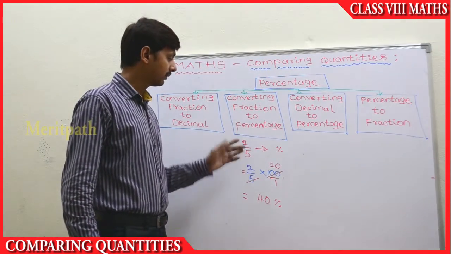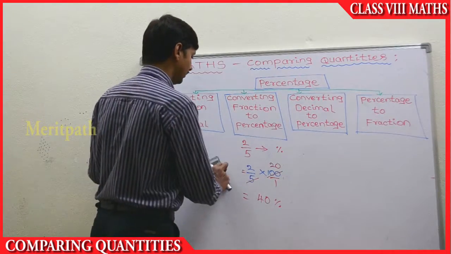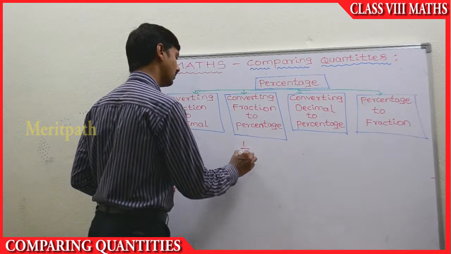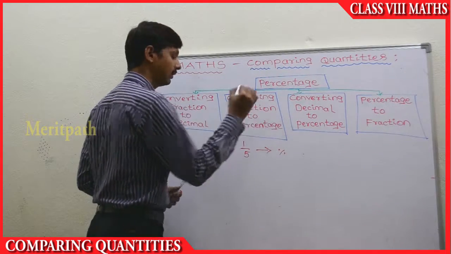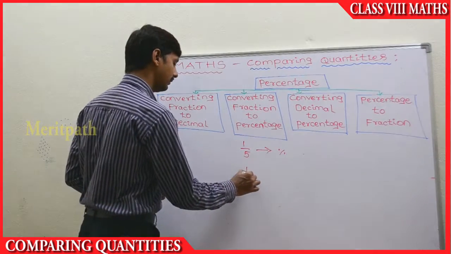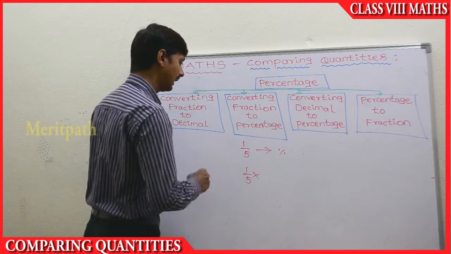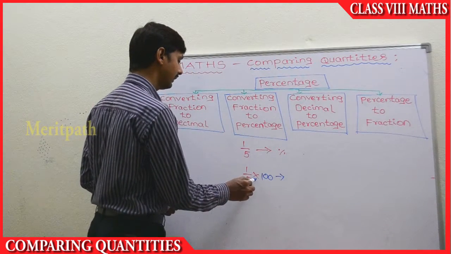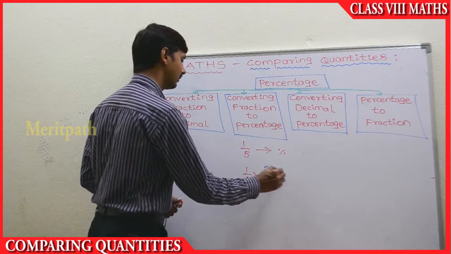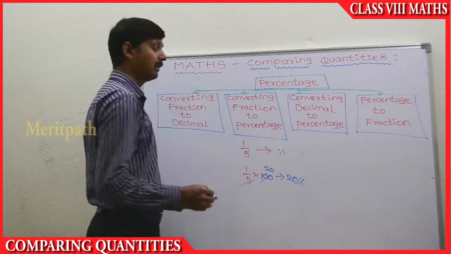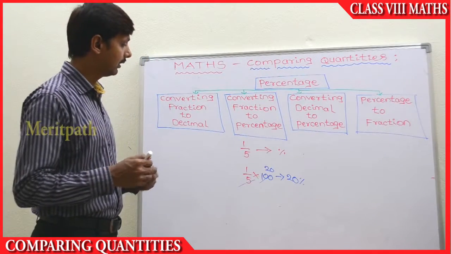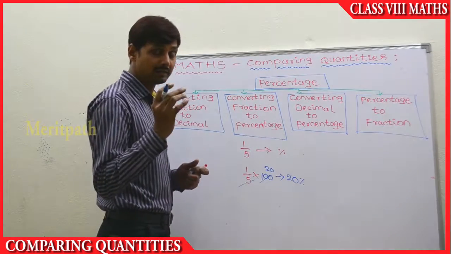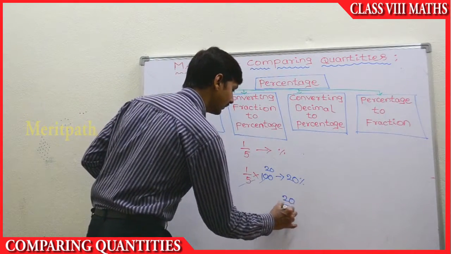40 is a percentage. So let's take another example. For example, if we take 1 by 5 and change it to percentage, we get 1 by 5 into 100. Let's multiply by 100. This will cancel, 20 times again. So 20%. So 1 by 5 is 20%, as we know, because percentage means out of 100. So 20 by 100.